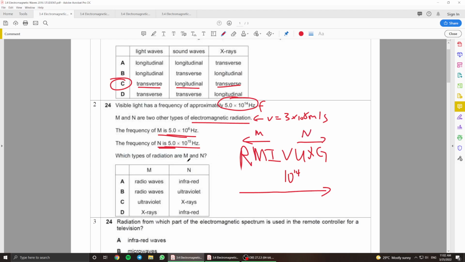So which type of radiation are M and N? M could be either radio, micro, or infrared. So look at this, this is not possible. And N could be ultraviolet, X-ray, or gamma rays. So look at the answer here. B is the logical answer, right?